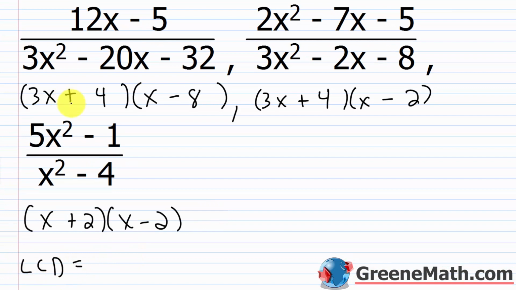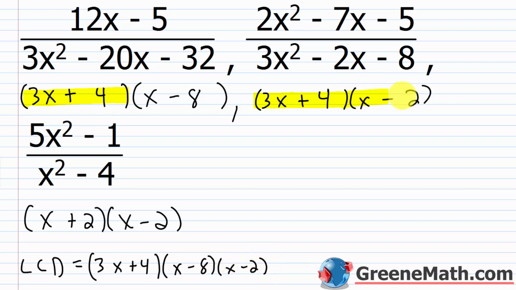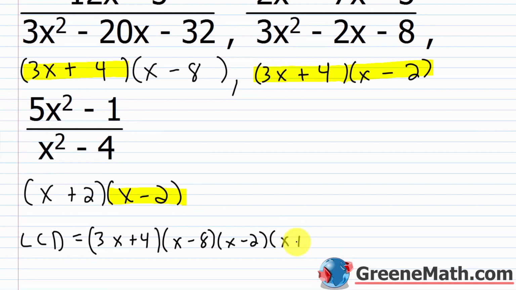And so we've got a 3x plus 4, so let's put that in there. Now, it's in this guy and it's in this guy. So the largest number of repeats between any of the factorizations is 1. So it just goes in once. Then I'm going to have my x minus 8. That's not in any other factorization. I'm going to have my x minus 2, which occurs here and here, but only once in each, so I only need to put 1 in. And then I have my x plus 2.